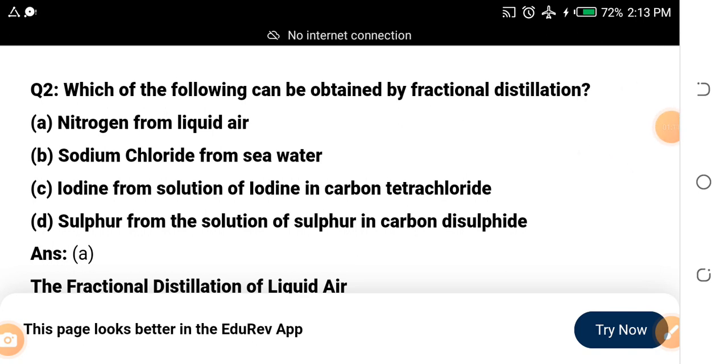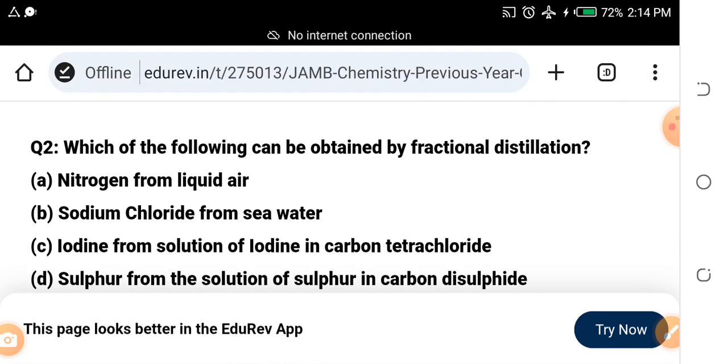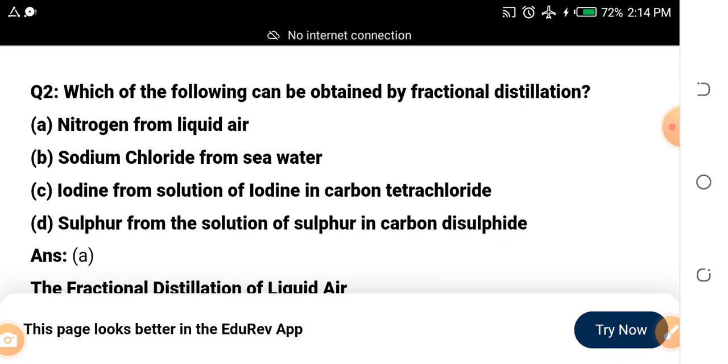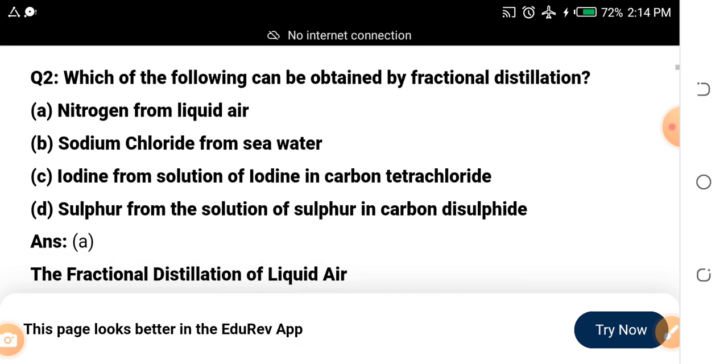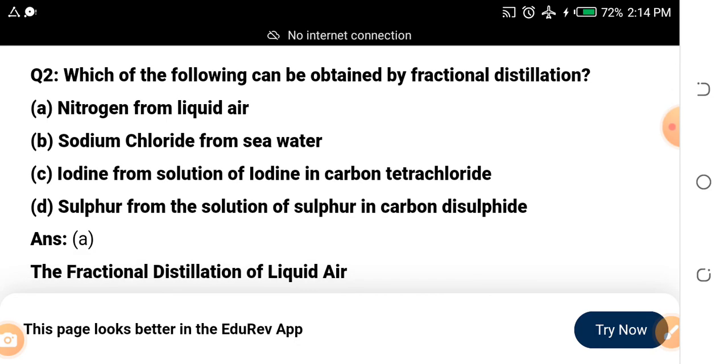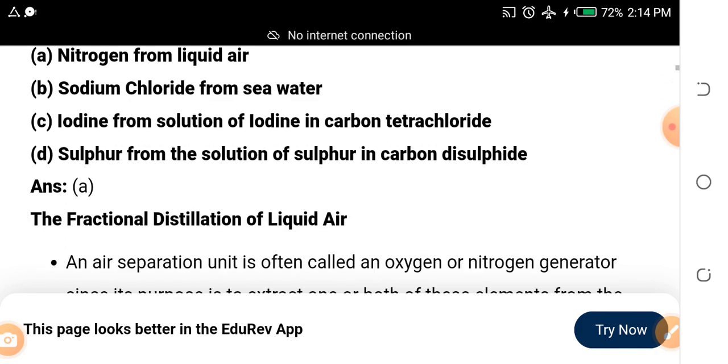Let's move on. Which of the following can be obtained by fractional distillation? This one is SS1 work. A. Nitrogen from liquid air. B. Sodium chloride from seawater. C. Iodine from solution of iodine in carbon tetrachloride. D. Sulfur from the solution of sulfur in carbon disulfide. We are saying which of the following can be obtained by fractional distillation? The answer is A. Through fractional distillation, you can obtain nitrogen from liquid air.